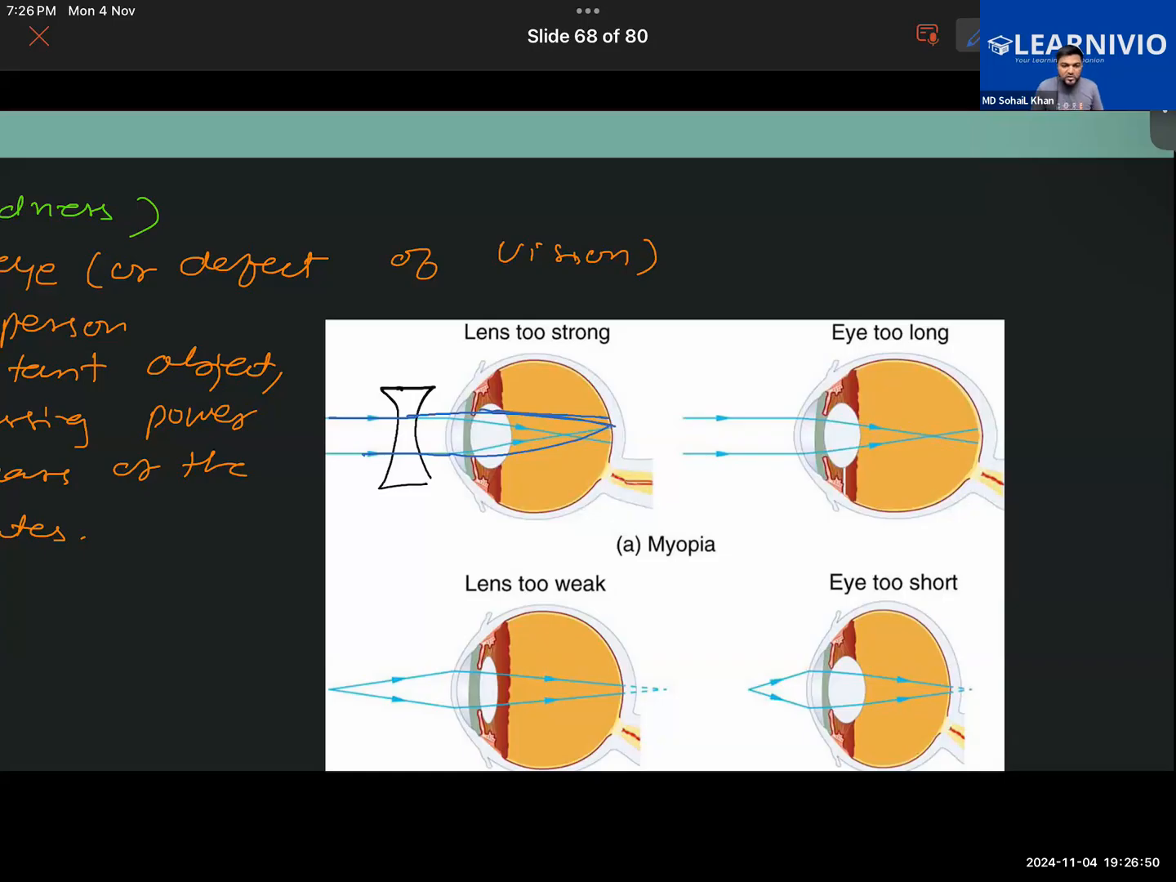So since the concave lenses are diverging lenses, the rays of light are being diverged, and hence they will diverge further to converge on the retina.